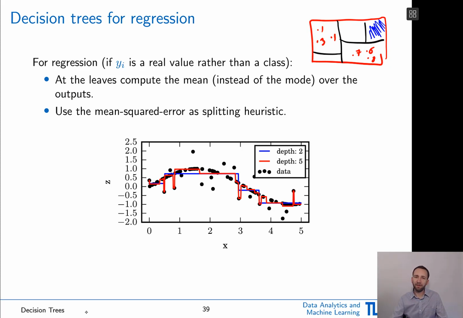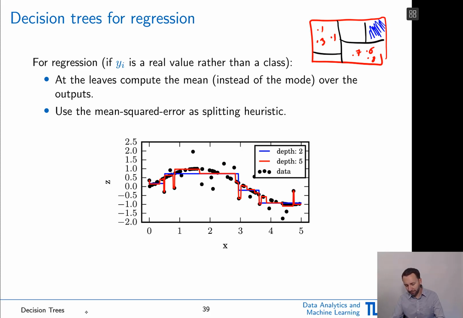And then the other difference is, of course, how do we decide on a split? Because so far what we did is we tested every possible split threshold, and we computed the Gini index, for example. But the Gini index requires categorical values. So what can we do, for example, for real values? We can, for example, compute the mean squared error as a splitting heuristic.